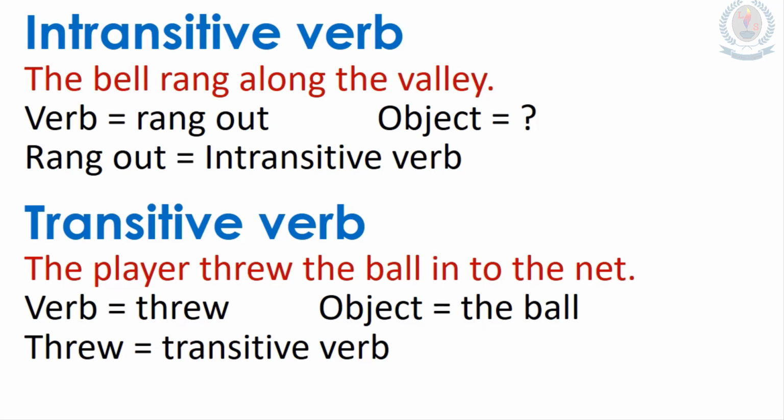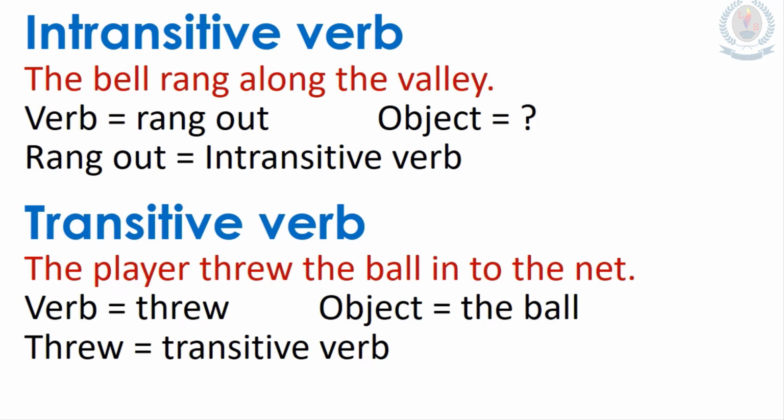Here, what is the object, children? There is no object. Then, when there is no object for a verb, it is called intransitive verb. Here, rang out is the intransitive verb because it has got no object to complete the sentence. Earlier I was wrong. Rang out is not the object, it is the verb of the sentence. Okay, let's go to next one.